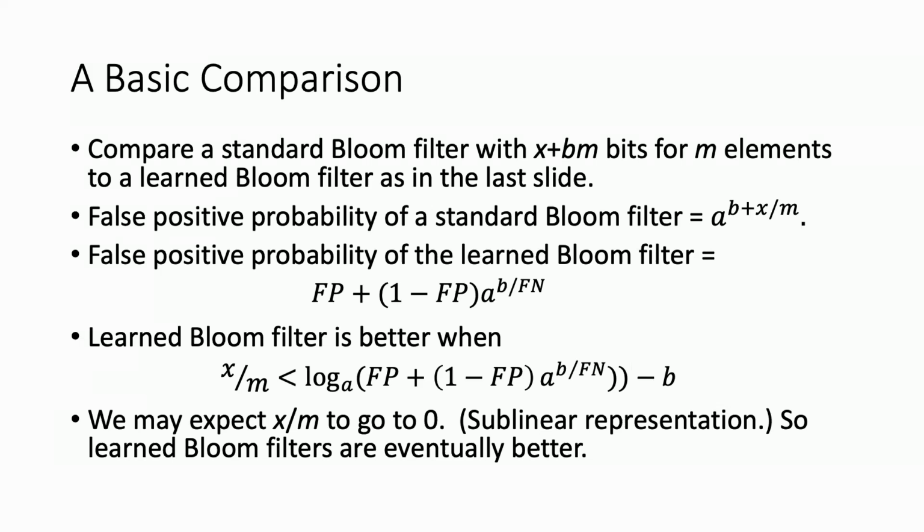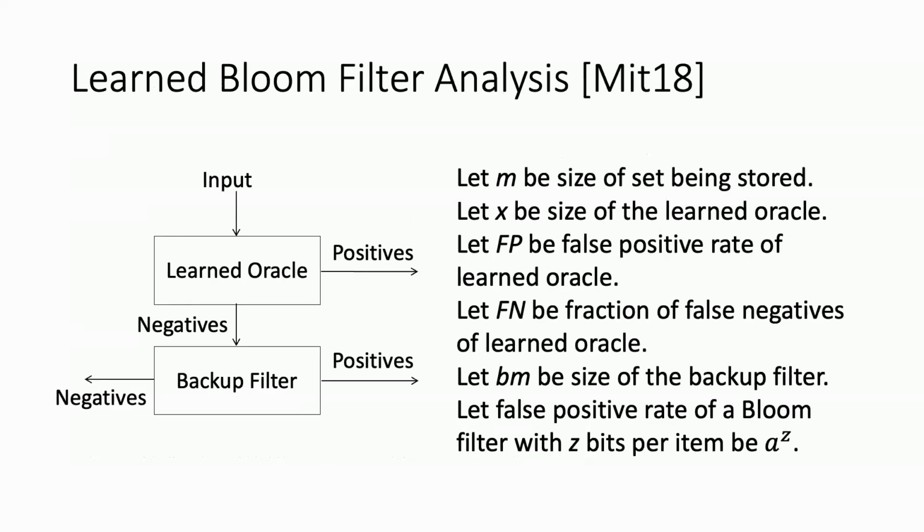And one of the interesting outcomes of this is that a learned Bloom filter is actually better under some conditions, okay? The condition is that this x over m ratio is smaller than something. What was the x over m? It's the size of the learned oracle versus the size of the set being stored, okay?